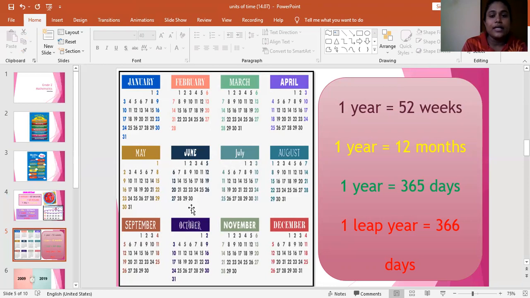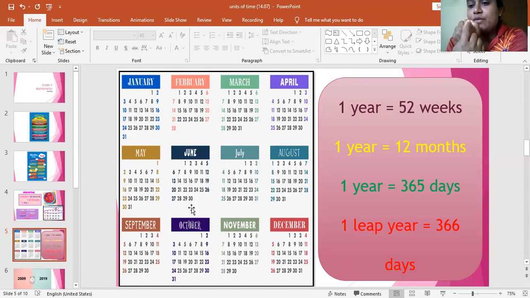There is a method to find whether a month has 30 or 31 days. Here you can take your hand like this and you can count. You can start from here and count January, February, March, April, May, June, July, August, September, October, November, December. Here you can see there are something like hills and slopes.